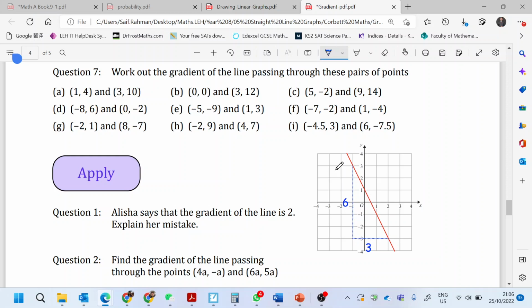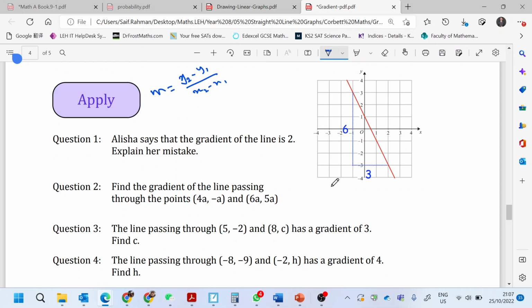Work out the gradient of the line passing through these pairs of points. The pairs of points have already been given. Using the same formula, calling them x1, y1 and x2, y2, you can find m is equal to y2 minus y1 over x2 minus x1. For all these points you can already do this.